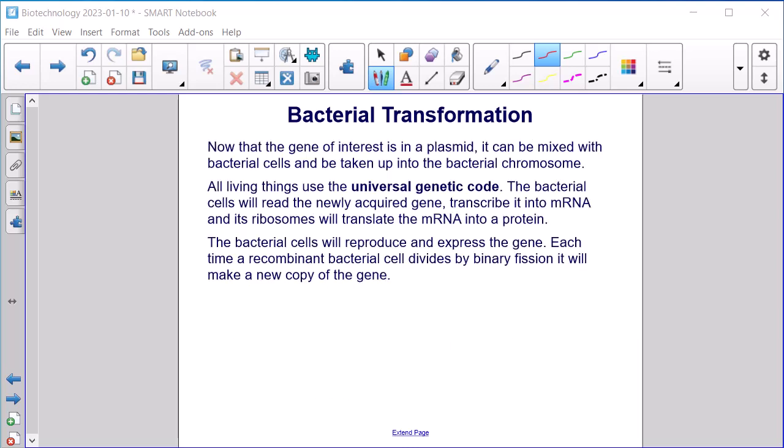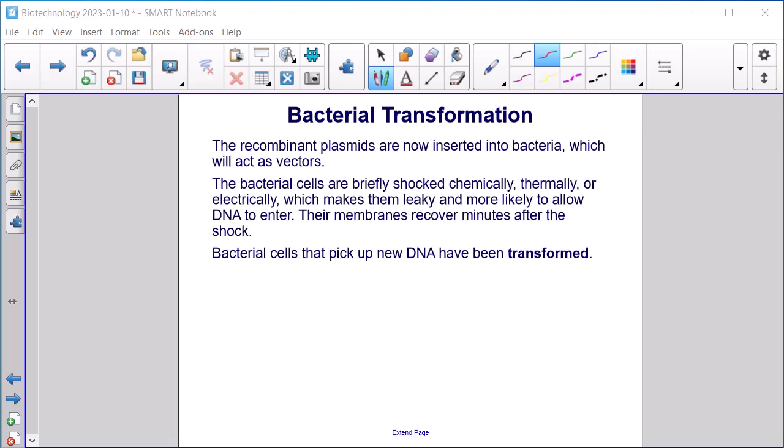Now that the gene of interest is in a plasmid, it can be mixed with bacterial cells and be taken up into the bacterial chromosome. All living things use the universal genetic code. The bacterial cells will read the newly acquired gene, transcribe it to mRNA, and its ribosomes will translate the mRNA into a protein. The bacterial cells will reproduce and express the gene. Each time a recombinant bacterial cell divides by binary fission, it will make a new copy of the gene. The recombinant plasmids are now inserted into bacteria, which will act as vectors.